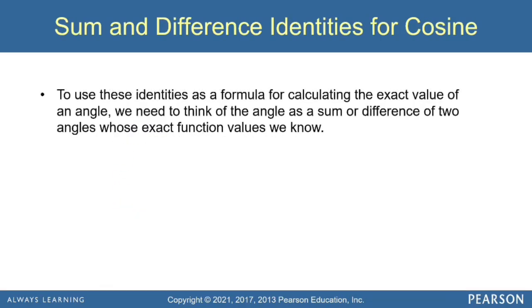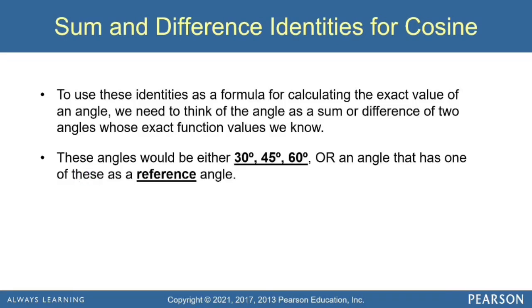Now, one of the things we're going to be doing with these identities is using them as a formula for calculating the exact value of an angle. And in order to do that, we need to think of the given angle as a sum or difference of two angles whose exact function values we already know. So what angles do we already know the exact function values for? Well, those angles would be either 30, 45, or 60, or an angle that has one of these as a reference angle. Let's take just a minute to remember what all those angles are.